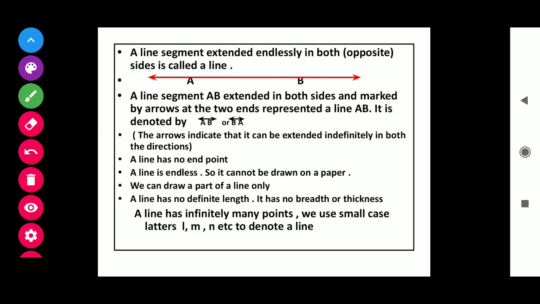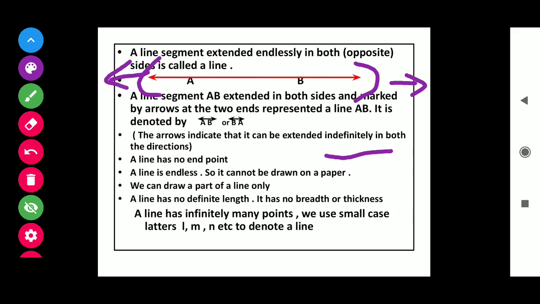Now, a line, the most important topic. A line can be extended endlessly in both directions. What is the basic difference between a line and a line segment? A line segment is only like this, there is no arrow. But here you can see an arrow. What is the meaning of this arrow? This arrow shows that this can go endlessly on both sides.